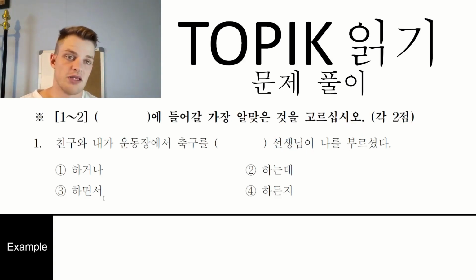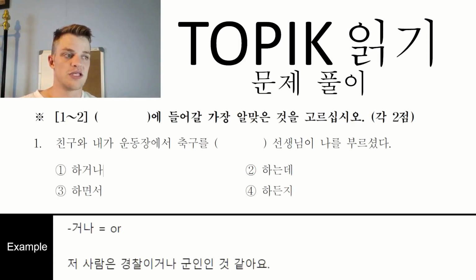Okay, so let's have a look at the wrong answers first. First we have 하거나. Now we saw 거나 before. We saw that it means or. I already explained it, so I don't need to explain too much more, but I do have another example. You can use this not only with verbs, you can also use this with nouns. So in this case, the example is 저 사람은 경찰이거나 군인인 것 같아요. So this means that person seems like a policeman or a soldier.